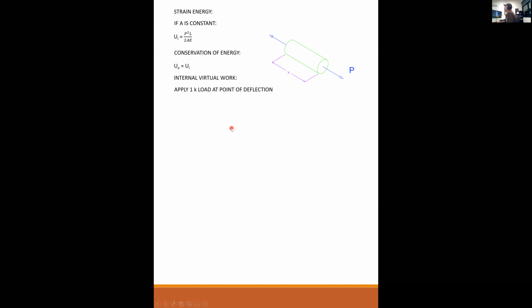So the internal virtual work, if I apply a 1 kip load at the point of deflection and I solve, remember this was the virtual load times the real deflection is equal to the internal energy. So delta 1 is the real deflection, F2 is a virtual load of 1 kip, and so delta is equal to the integral from 0 to L of little n, big N over EA dx. The virtual load is applied before the real load, so the half factor is eliminated.